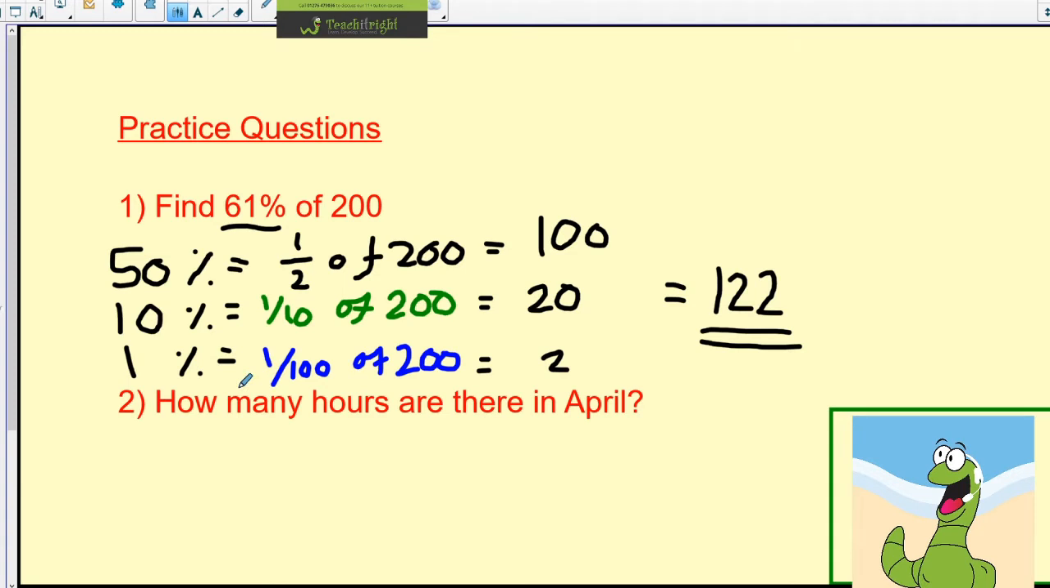How many hours are there in April? There's a few things we need to know for this question. First off, we need to build up really from the month to the hours. So a couple of things you just need to know, need to learn. How many hours are there in a day? Well, there are 24 hours in a day.